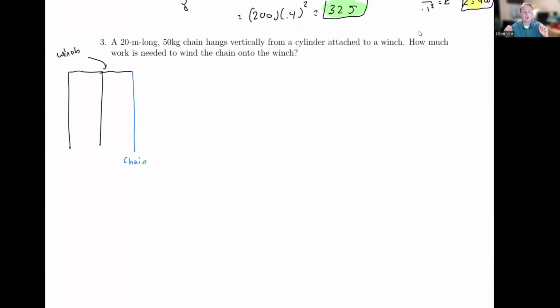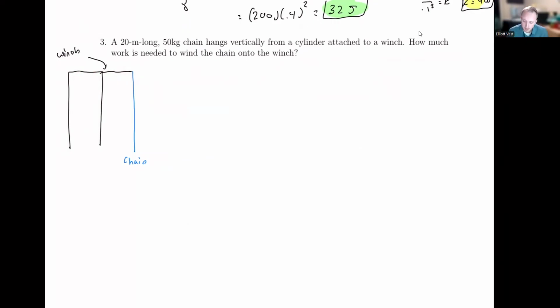So the situation, we have a 20-meter long, 50-kilogram chain that hangs vertically from a cylinder attached to a winch. So I've written it out right here. We have some cylinder or building or something like that, some sort of winch on the top, and it's holding a chain. And a winch can crank up a chain, right? And it's asked how much work is needed to wind the chain onto the winch.